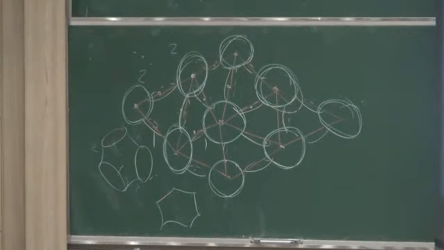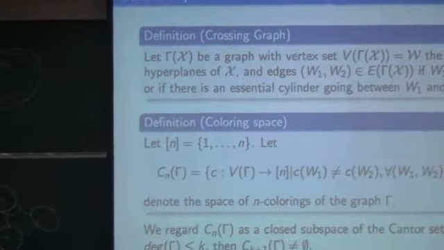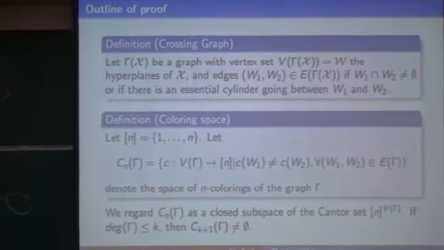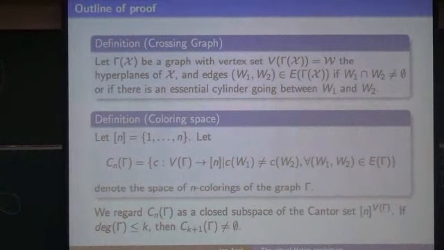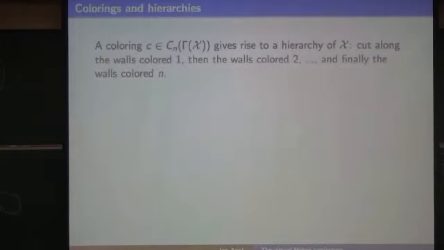What I want to do is find a finite sheet covering space that's Haken and therefore has a finite hierarchy. So I found this infinite regular cover that has a hierarchy, and I'm going to try to find a finite sheet covering space that's modeled on this. So a coloring gives rise to a hierarchy of X. You cut along the walls colored 1, then the color 2, and so on, until you get to color n. In the 2-coloring over there, it's very simple to see.